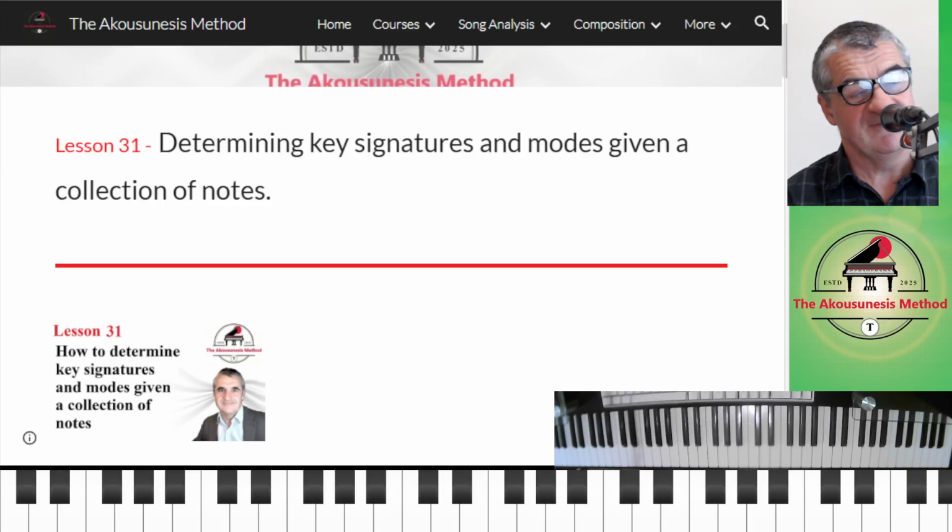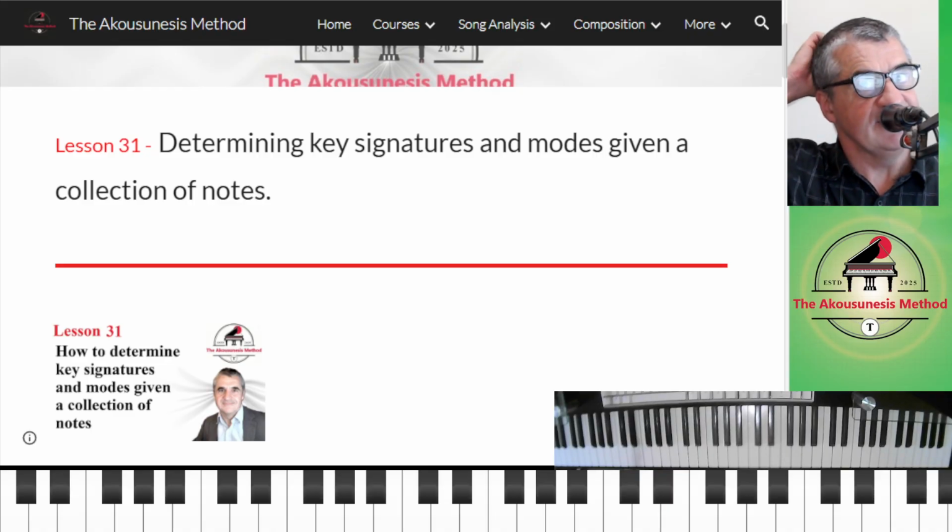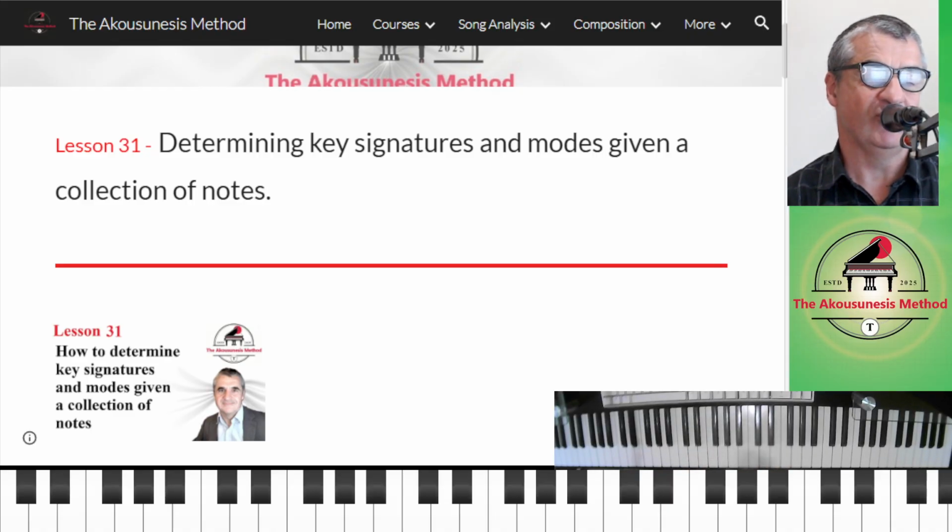Hi, the objective of this lesson today is, if you make up a melody on the piano and you've got a series of notes, how can we use that information of the melody to harmonize and work out what key signature we're playing it in, what chords we could use, what mode we're in.